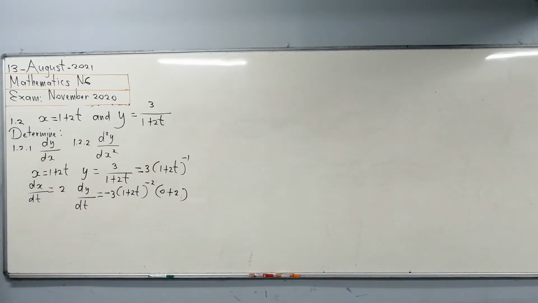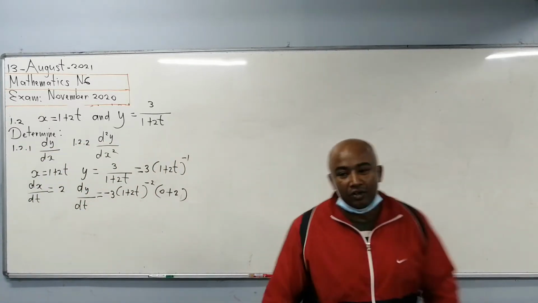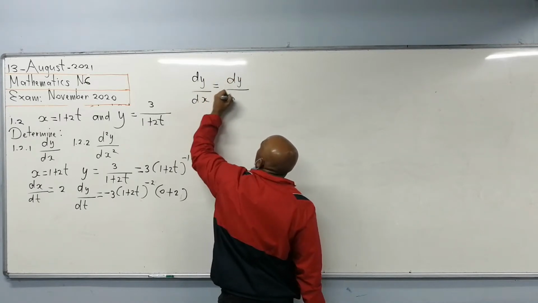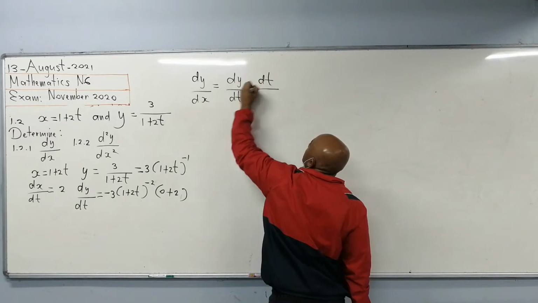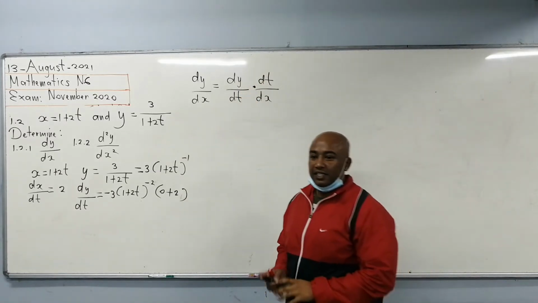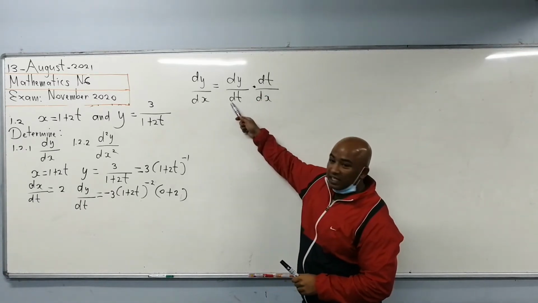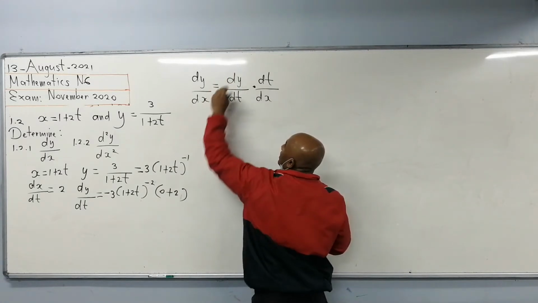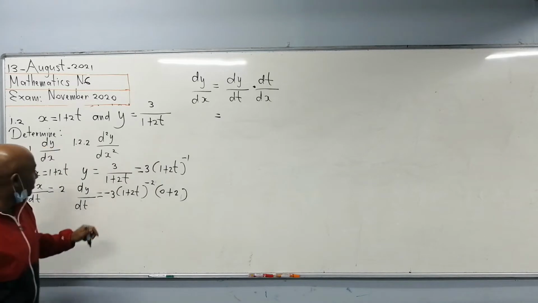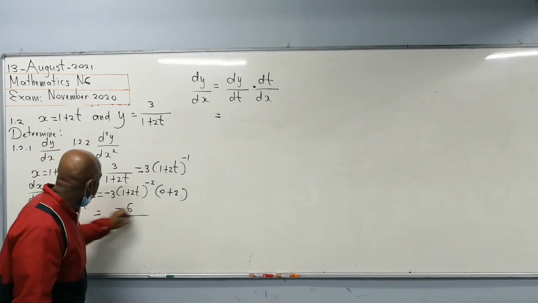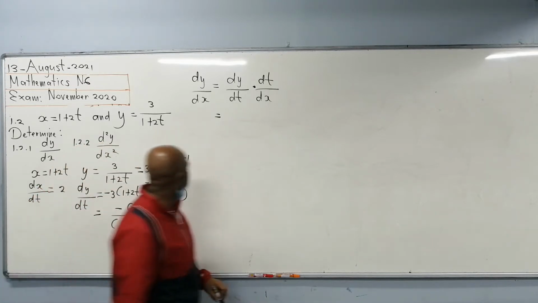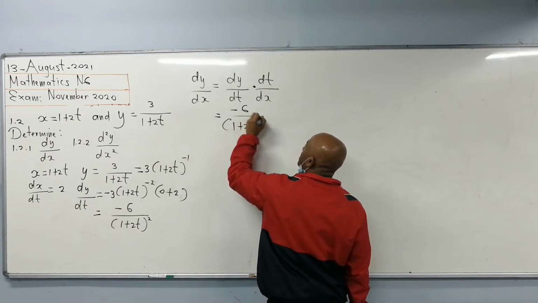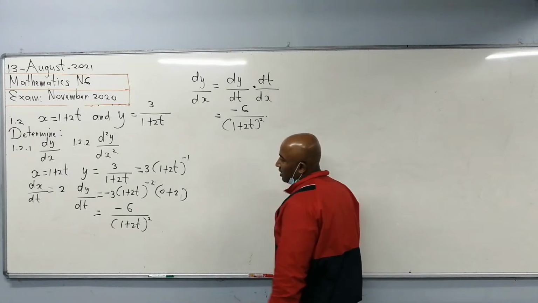Now, we need to find dy over dx. So dy over dx is going to equal dy over dt multiplied by dt over dx. Check your left-hand side and right-hand side to make sure the formula is correct. So you check, dt and dt cancel there. So I've got dy over dx on the left and on the right, it's okay. Now, substitute. What is my dy over dt? Let's simplify this. This is going to be minus 3 times 2, which is minus 6 all over 1 plus 2t all squared. So my dy over dt is minus 6 all divided by 1 plus 2t all squared times dt over dx.